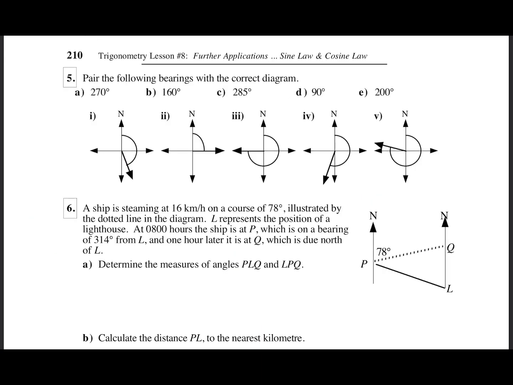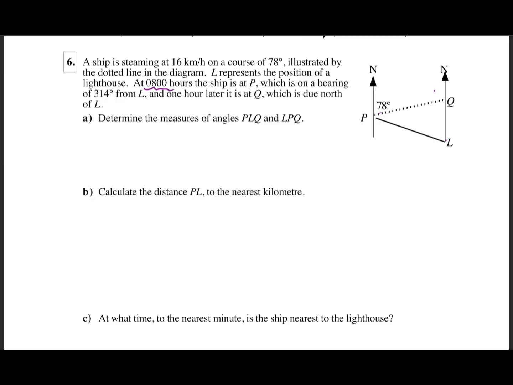Okay, and number 5, we just need to find out the correct diagram. From the north, it's 0. So we can find that A is number 3. Then 120 and 170. And B is number 1, and C is number 5, and D is number 2, and then E is number 4.